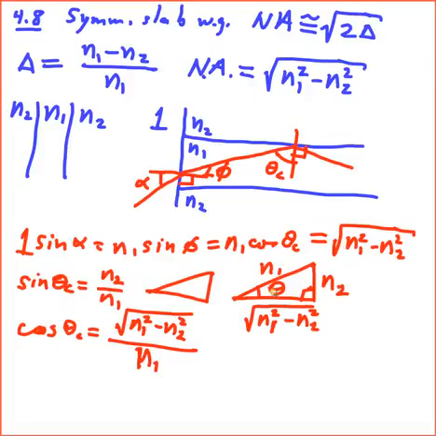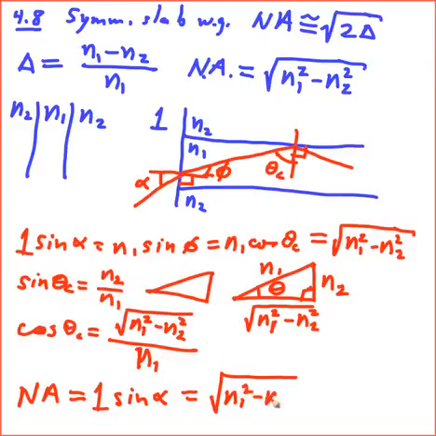And the numerical aperture is the index times the sine of the angle. So it is 1 times sine of alpha. And so this is the square root of n1 squared minus n2 squared. Okay, so that's the derivation of the exact value for the numerical aperture.